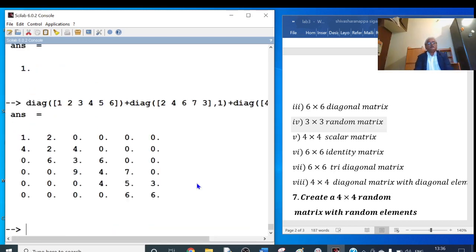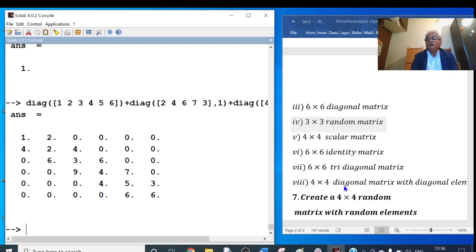Okay. So I am getting this matrix, a 6 by 6 matrix. Here diagonal elements are non-zeros, one above the diagonal are non-zeros, one below the diagonal are non-zeros. This is known as a tri-diagonal matrix.